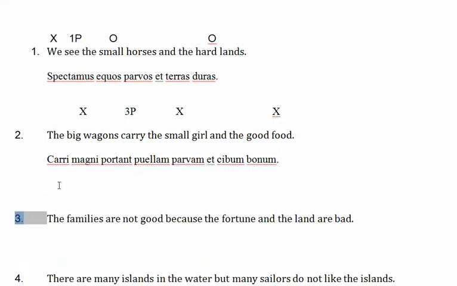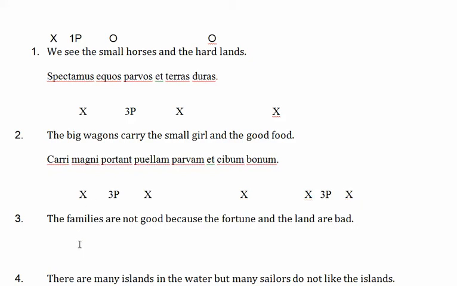Next one, the families. Good would be the nominative. My verb is third plural. Are not good. This would also be nominative because it's a linking verb. Another sentence because it has a conjunction, fortune. And the land, again, this would be two nominatives. And if I have two singulars, this will make this third plural. And bad, again, will also be nominative.